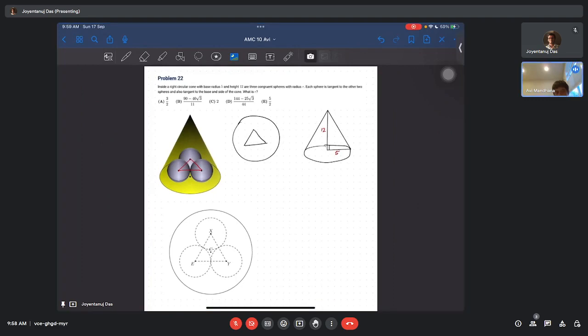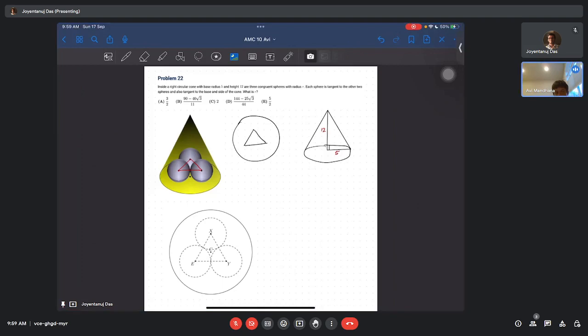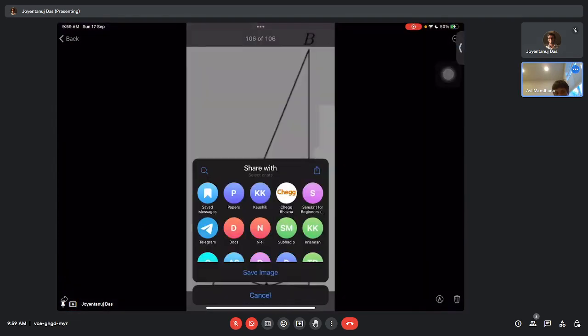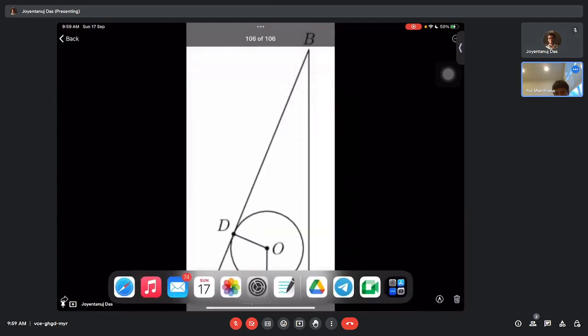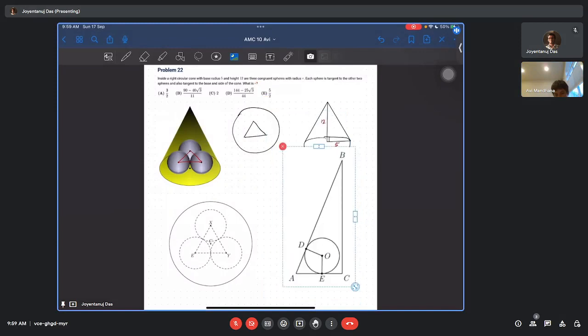Oh wait, I see how we're going to do this. We're going to use the ratio of the height. Yes, the only information given to you is the height, right? You have to use the ratio of the height to the radius. Yes. So these are more or less the pictures you have.